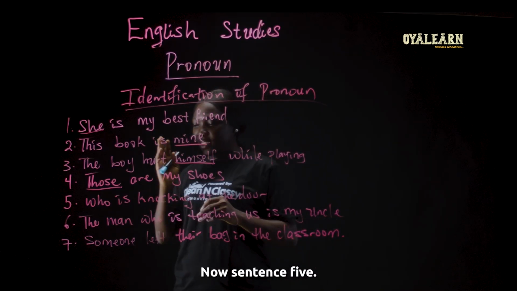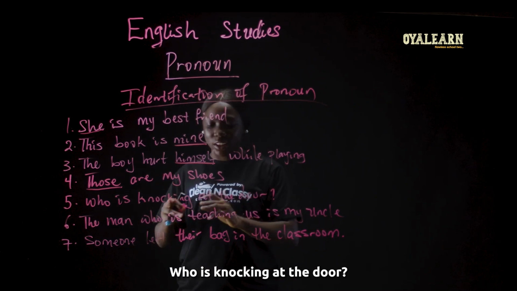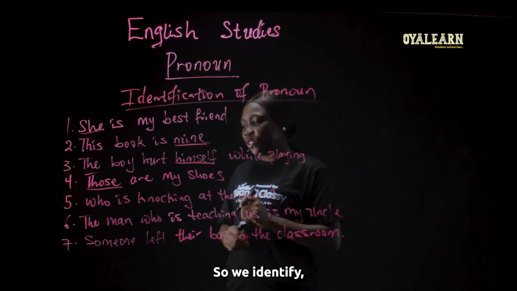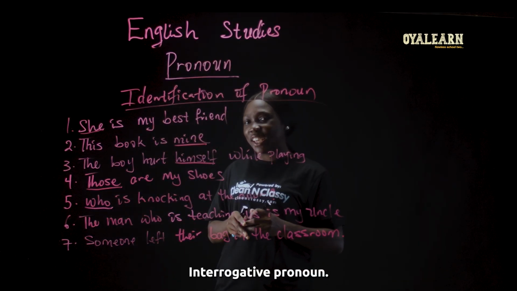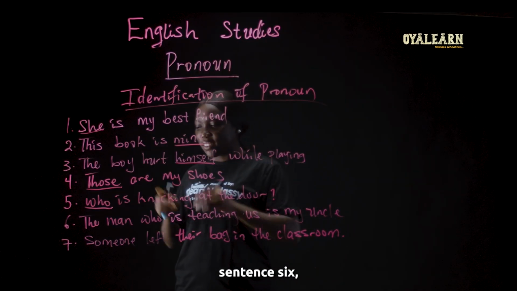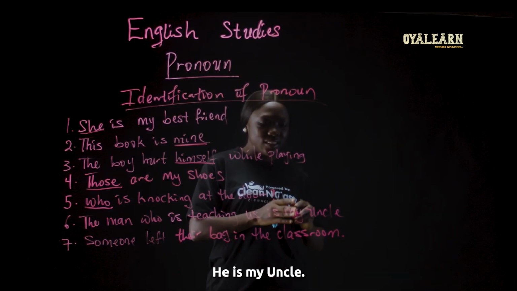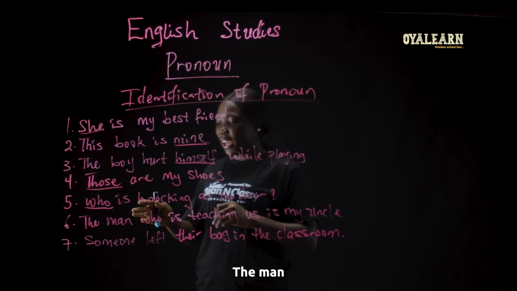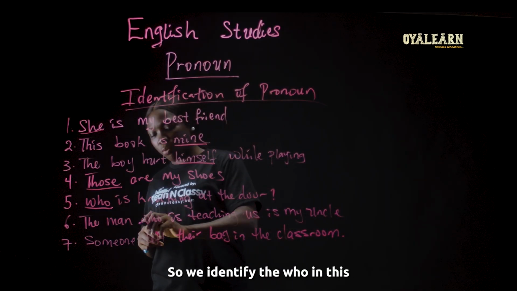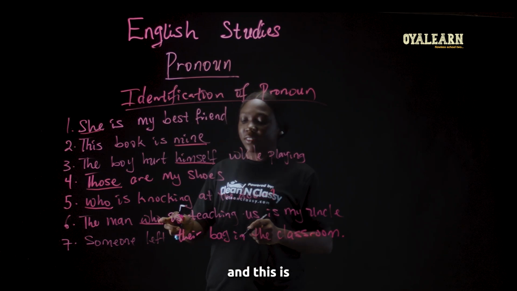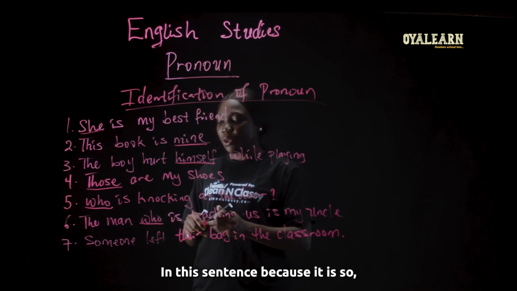Now, sentence 5. "Who is knocking at the door?" So we are identifying who. Who is an interrogative pronoun. Sentence 6. "The man who is teaching us is my uncle." So we are identifying the who in the sentence, and this is a relative pronoun in this sentence because it is different from sentence 5.